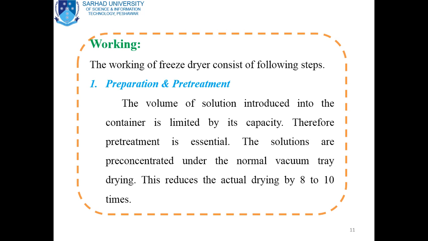The solutions are pre-concentrated for this purpose. In order to reduce the volume, they are pre-concentrated under normal vacuum tray drying. This reduces the drying time by 8 to 10 times. The drying time will be reduced 8-fold to 10-fold because pre-concentration is done for that particular solution. The volume is reduced by using the normal vacuum tray drying process.